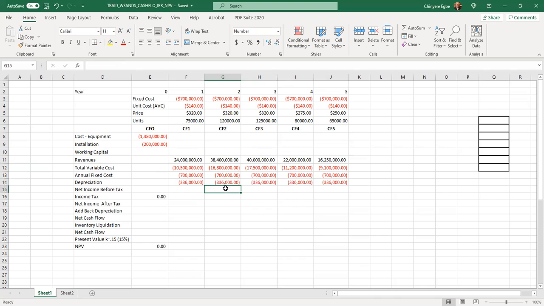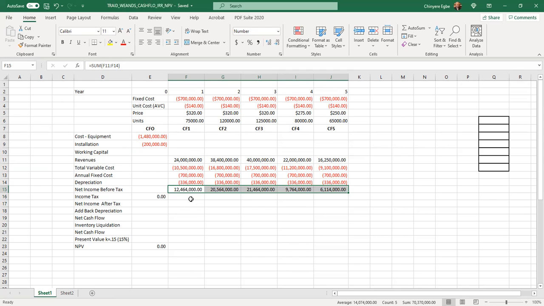So the depreciation is constant each year at 336,000. And so then you subtract your costs from your revenues. And so that is your profit. You drag that down. So that's your profit.